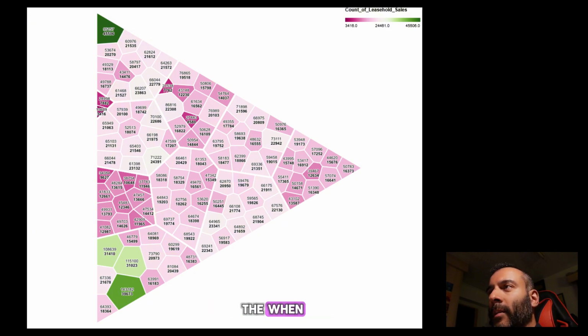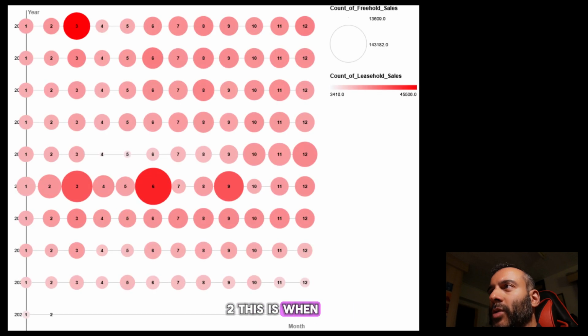Let's move on to the when. We now consider graph 2. This is when transactions happen across years including 2024. The second graph looks completely different, but it's answering a complementary question. Here we've got a grid of months across multiple years. Each row represents a year, and each column represents a month, from January through to December.